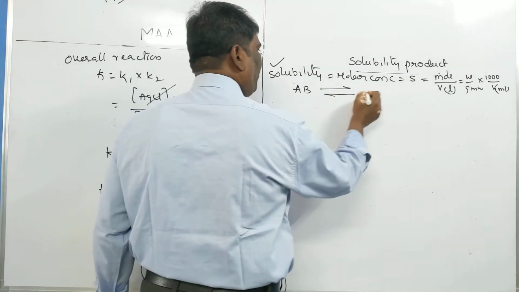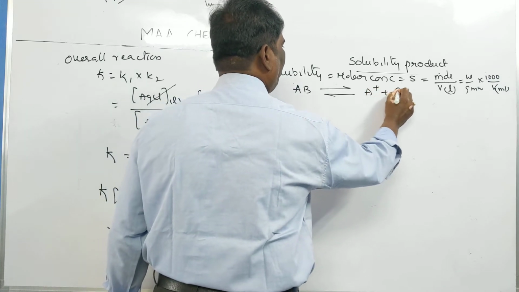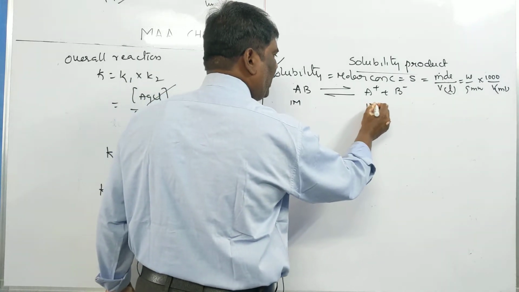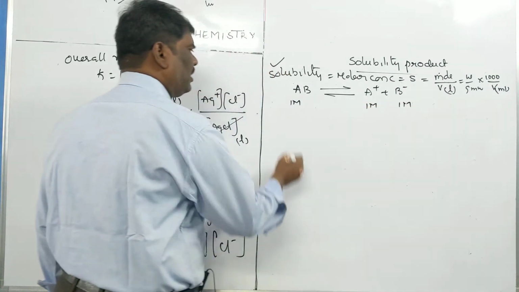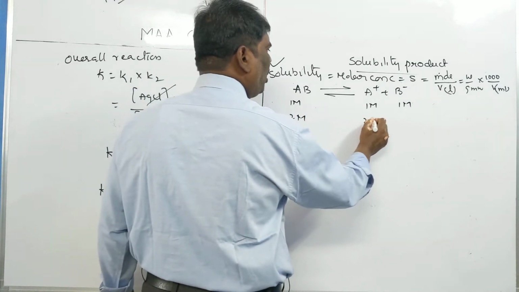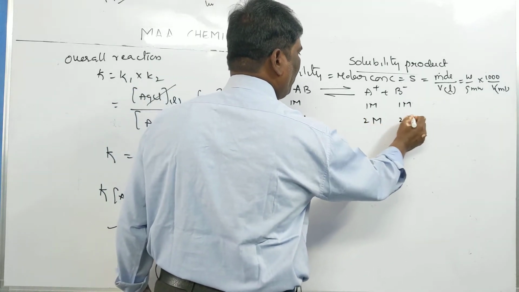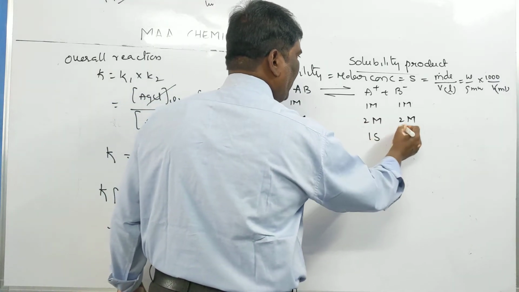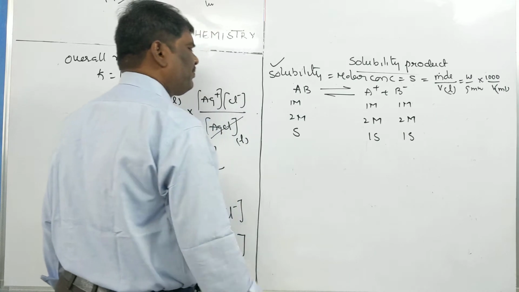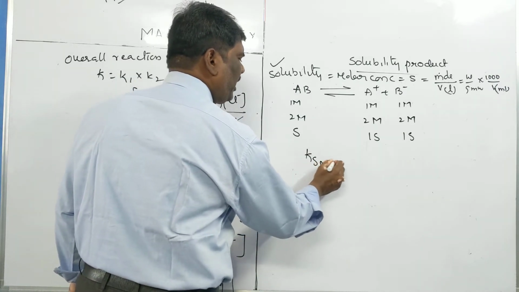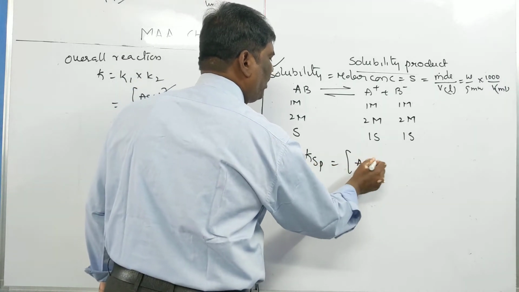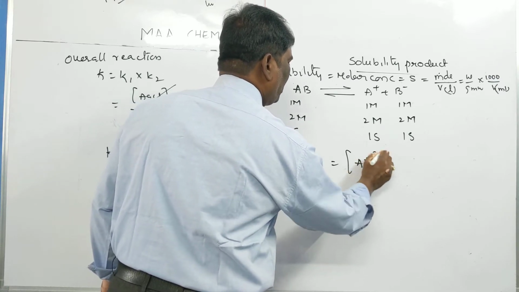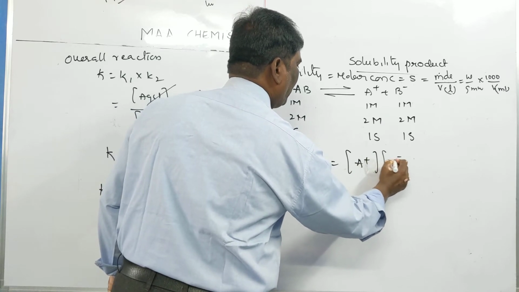Now AB ionizes into A plus and B minus. For 1 molar, A plus and B minus are formed. For 2 molar, 2 molar A plus and 2 molar B minus. For S molar, S molar A plus and S molar B minus are formed. Then what is the Ksp? Ksp is the concentration of the positive ion into the concentration of the negative ion.